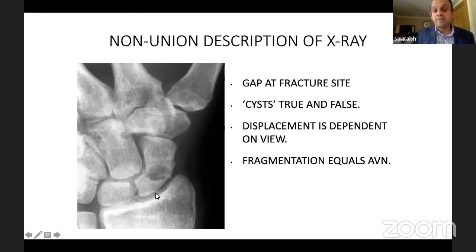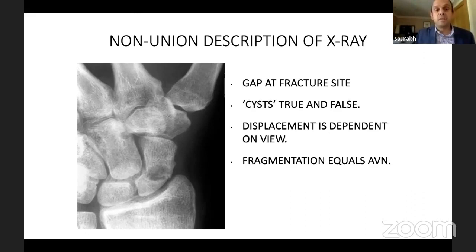So again, you can be shown an x-ray like this. Remember, if you see big gaps in scaphoid, more or less they are non-unions. So you need to describe all the signs of non-union. You shouldn't be seeing so much gap. Cysts we've spoken about, because all the fluid will seep in, especially if they're clenching their fist very tightly.